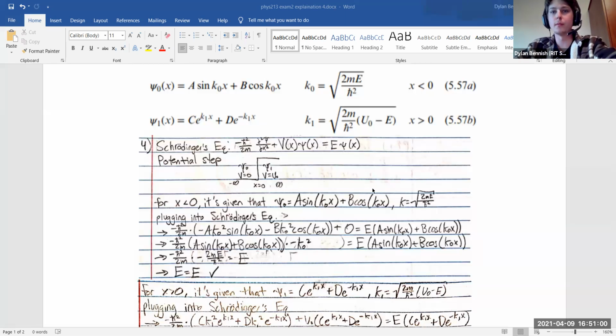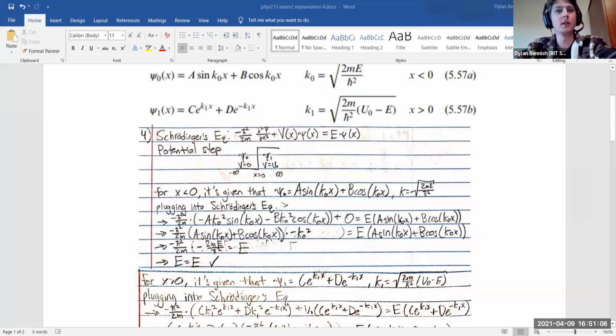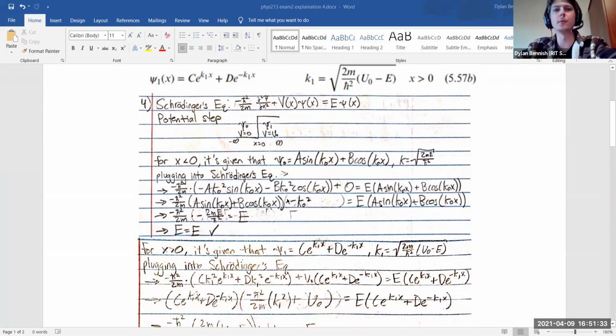On the right-hand side, it's just E times psi, which is A sine k naught x plus B cosine k naught x. Essentially what we'll do next is factor out psi from both sides. On the right-hand side, we already have psi factored out, so we don't have to worry about that. On the left-hand side, we factor out psi, which is A sine k naught x plus B cosine k naught x, and what we have left is minus k naught squared, as you can see from the line above. Then we cancel psi from both sides.